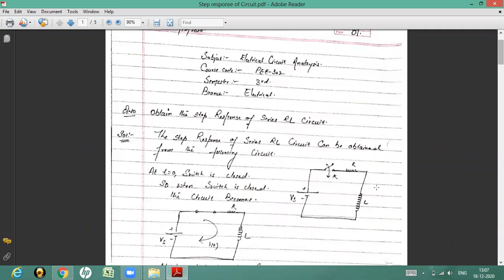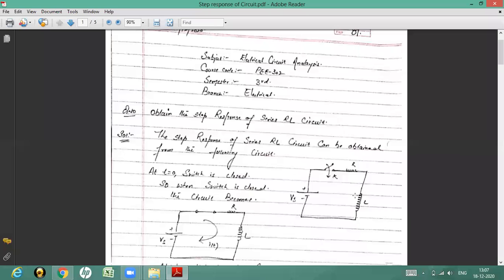Now, this is the circuit that we have, and in this circuit, we are using a step response, and after that, we are calculating what is the current flowing through this circuit. If you see, this circuit basically comprises a voltage source Vs in series with a switch, in series with a resistance R, and also one inductor L.